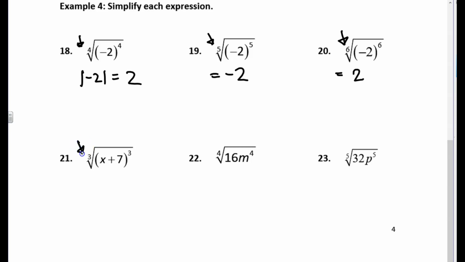Here we have an odd index, so we just take whatever's inside here. We just get x plus 7. Whereas here we have an even index. Now the 4th root of 16 is just 2, but the 4th root of m to the 4th is going to get me the absolute value of m. And the 5th root of 32p to the 5th, we have an odd index. The 5th root of 32, well, 2 times 2 times 2 times 2 times 2 is 32. So it's 2 and then p.